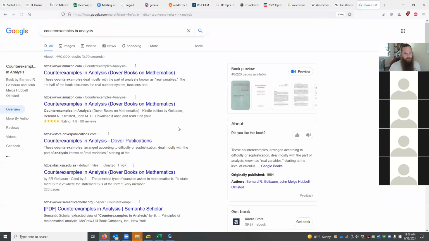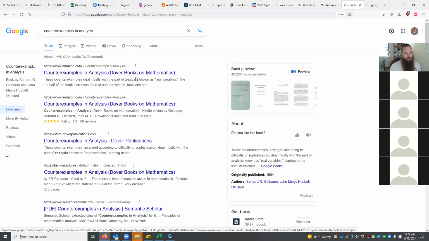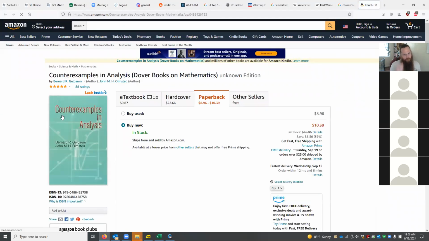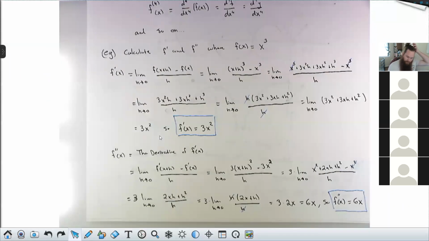If you want to get really good at thinking about this stuff, Dover books, dirt cheap, wonderful, wonderful books. This is one of my favorites, Counterexamples in Analysis. You see it's $10, brand new. It's just full of stuff that isn't what you would think it is. And then analysis is just fancy calculus. Okay, that's enough rambling.